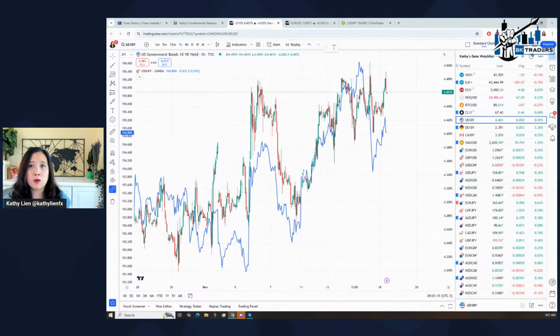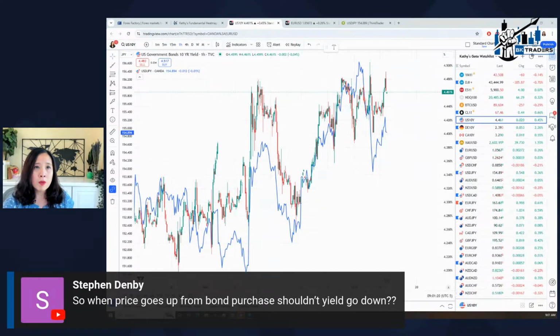So we got a good question here, which is, when price goes up from bond purchases, shouldn't yields go down? Yes. When bond prices go up, yields should go down. But right now we're plotting the yields. The numbers on the left-hand side of my chart is just the dollar-yen price. The numbers on the right-hand side of the chart are the yields. So when yields go up, the dollar should go up. Now, of course, nothing works 100% of the time.